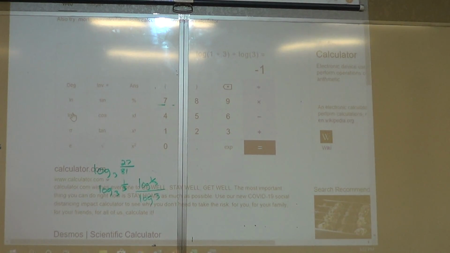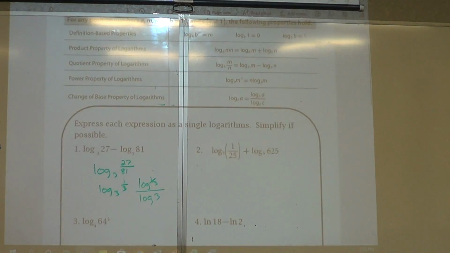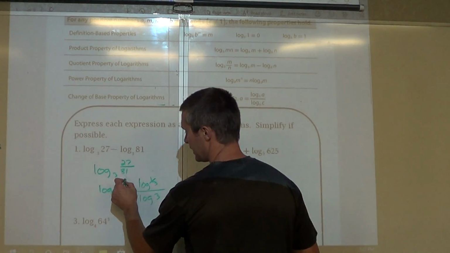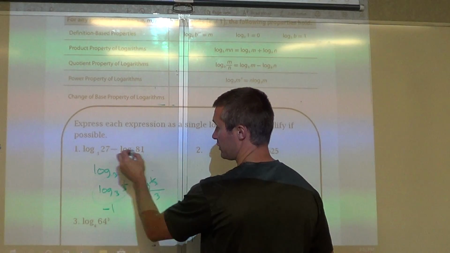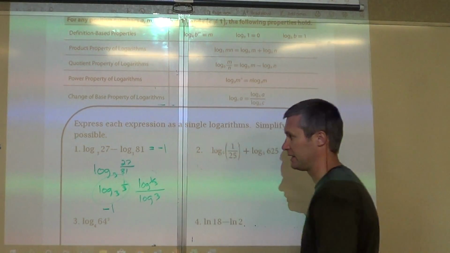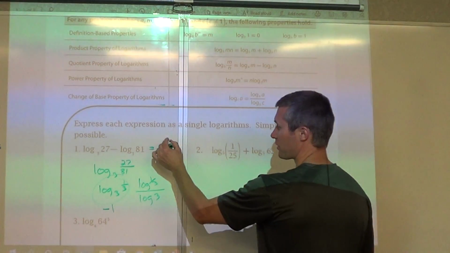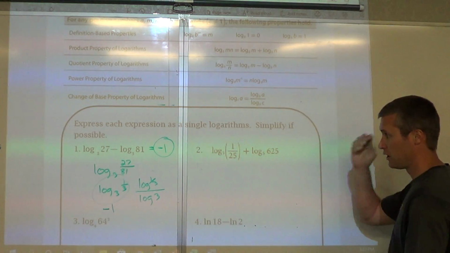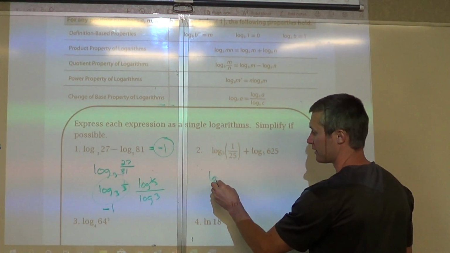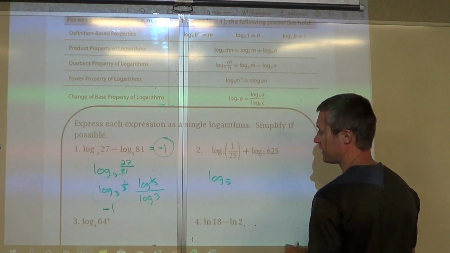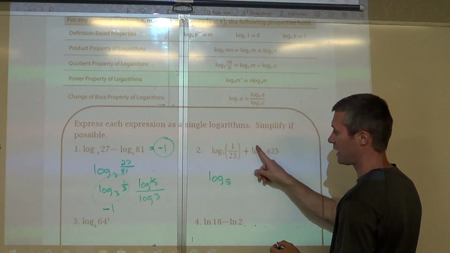And if I do that, I get -1. So what this is saying, let me go back to it, is what we did on our calculator, this whole thing simplifies down to -1. So this is how we'd want to write it. That's -1.